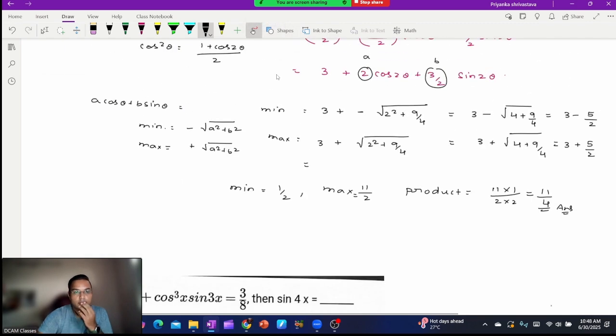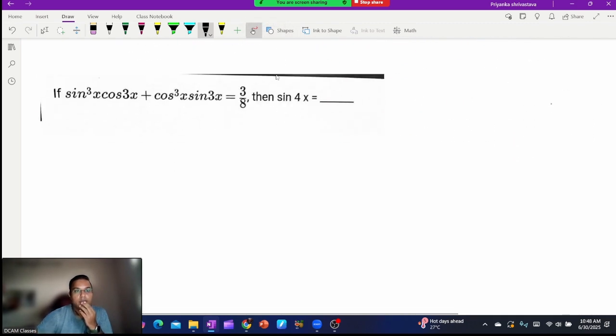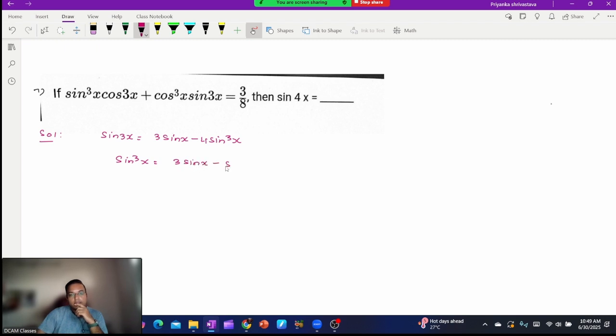This is question number 7. Question number 7. We know sin 3x is 3 sin x minus 4 sin cube x. So sin cube x will become 3 sin x minus sin 3x by 4.